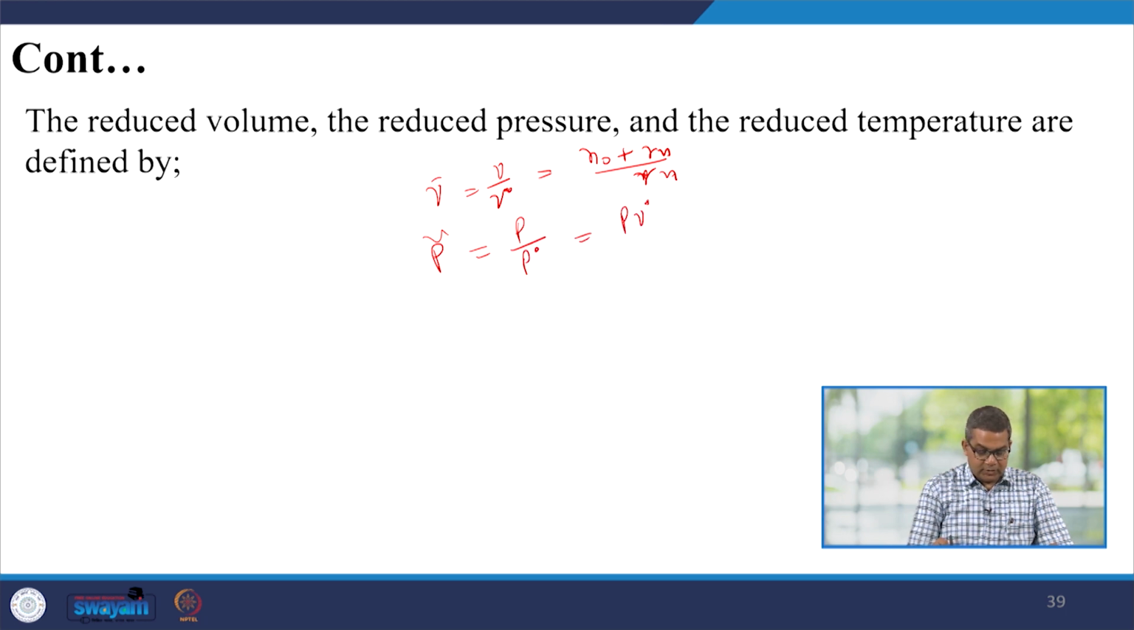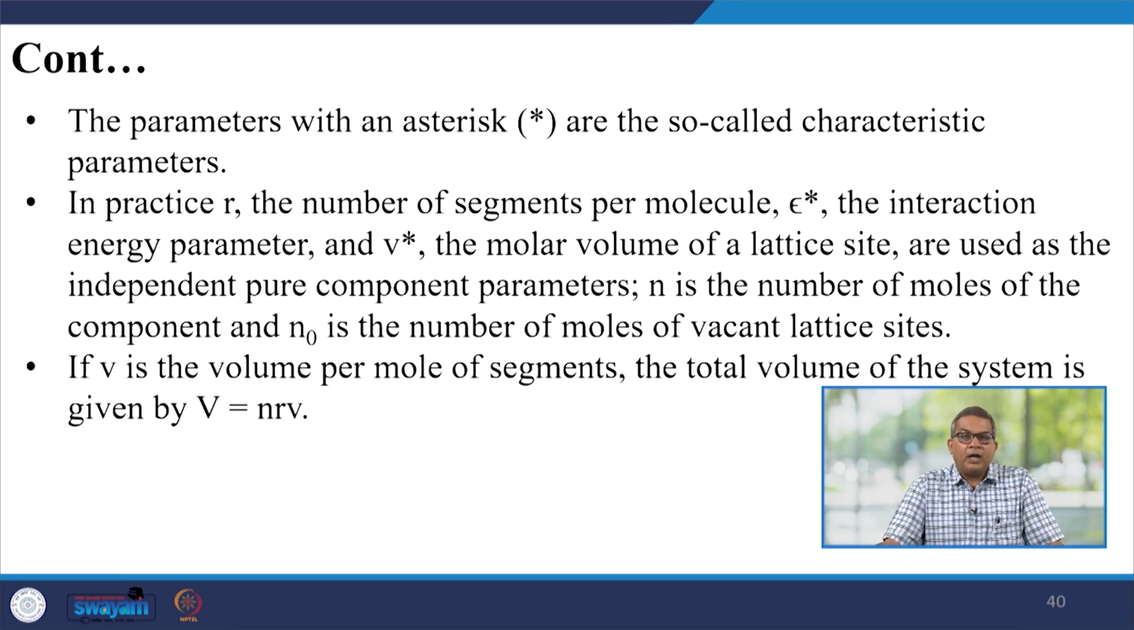This is P* = ε/v*, and the reduced temperature is defined as T̄ = kT/ε, or T/T*. The parameters with the star are called characteristic parameters: r is the number of segments per molecule, epsilon is the interaction energy parameter, and v star is the molar volume of the lattice site. They are used as the independent pure component parameters, and N is the number of moles of the component, and N0 is the number of moles of vacant lattice sites.